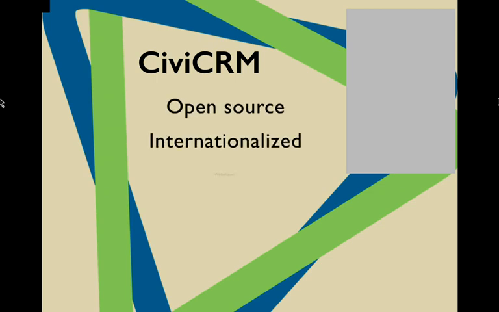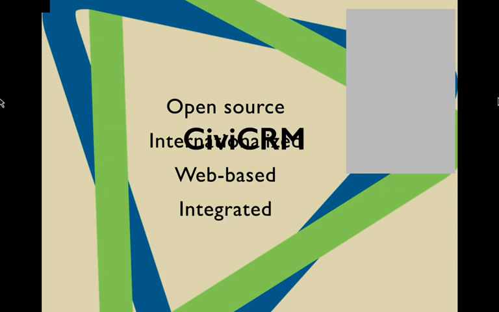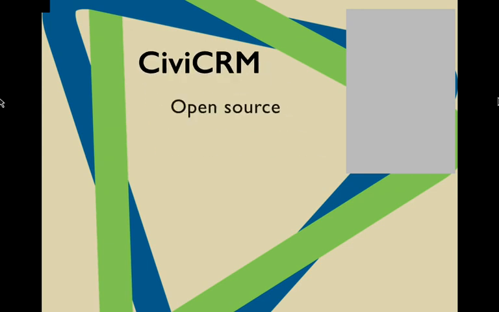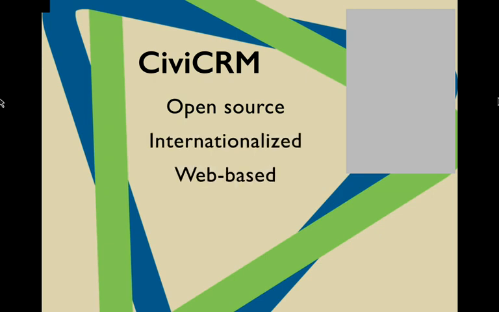CiviCRM is a fully open source package. It's an internationalized package which works in several different languages, and not only the labels and other UI items in those systems, but also the different types of addresses, location, all the location management, dates, and other critical contact information. CiviCRM is web-based completely, which means you're not tied down to individual machine licenses in order to use it, and you can use it from anywhere, anytime.